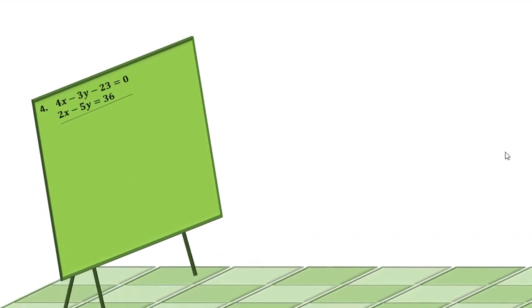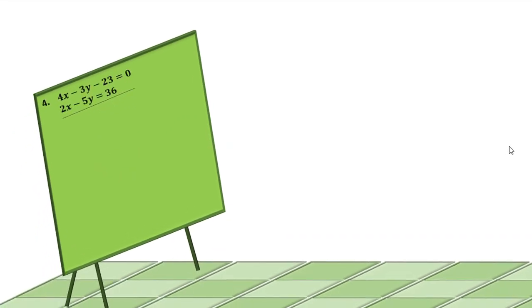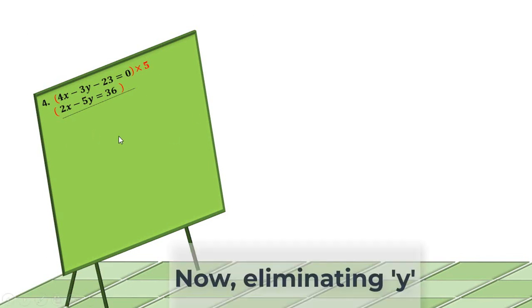Question 4. Same thing here. I have no variable whose coefficient is the same, but this time around, let me handle y. So I will be multiplying equation 1 by the coefficient of y here, which is 5. You can eliminate anything that you like, it depends on your wish. The other time I eliminated x, you saw the way I handled it. This time around, I'm eliminating y.